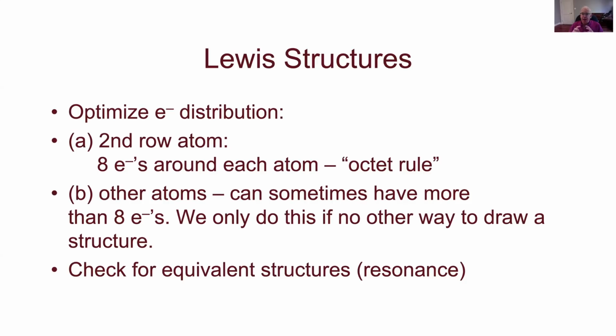If my central atom is from somewhere deeper into the periodic table than the second row, typically starting somewhere around phosphorus, sulfur and going down towards the bottom right-hand corner, then we could sometimes have more than 8 electrons around that central atom. For our purposes in our class, we're only going to do that if there's no other way to draw a structure, right? If I just have so many electrons that there's no other way to put them someplace except to stick more than 8 on that central atom, then we'll go ahead and do that.